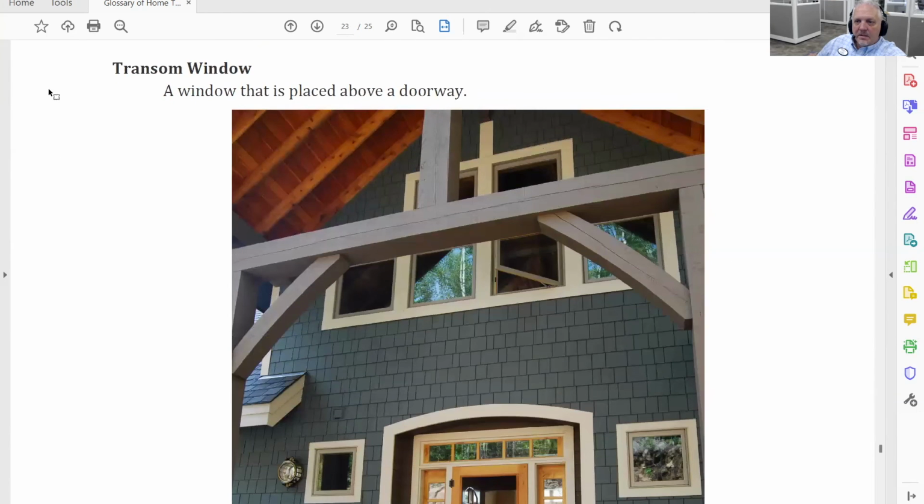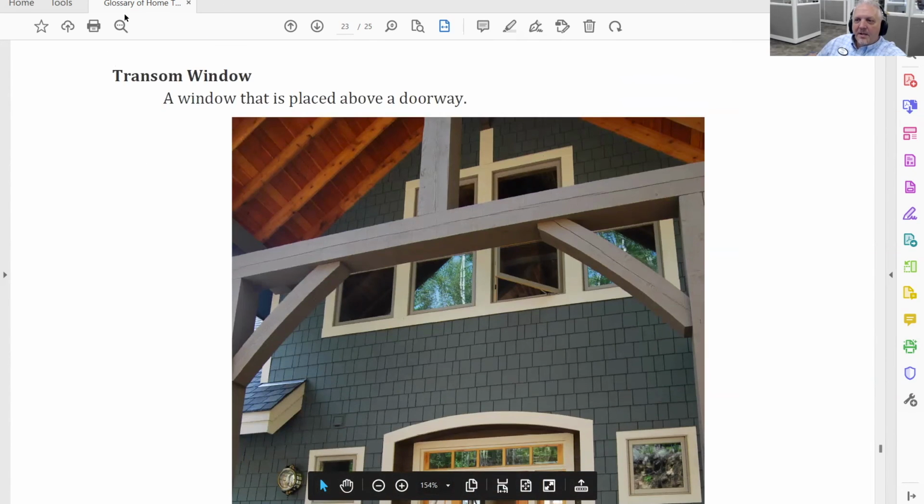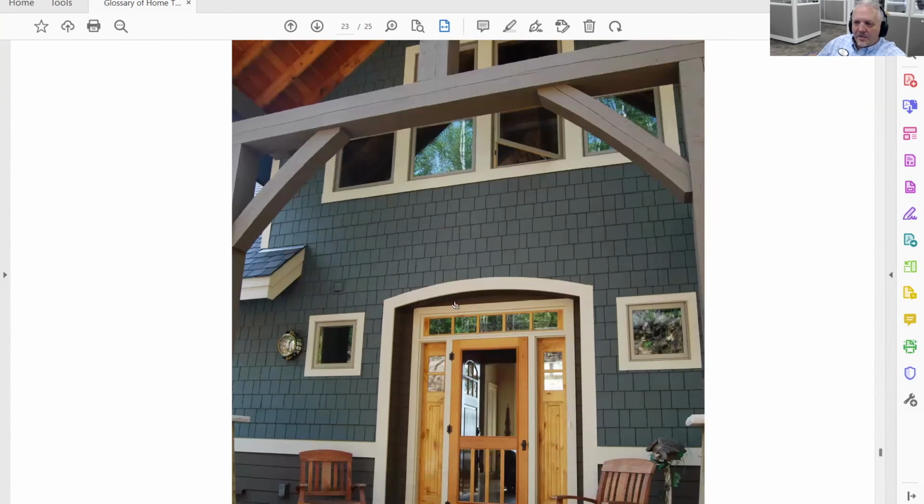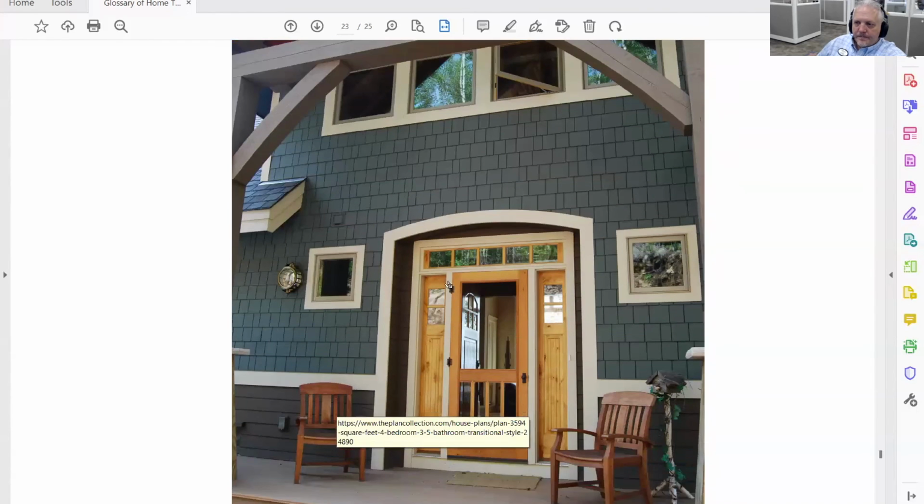I think Tracy mentioned something earlier when I asked about that Palladium window, about a transom window. This is a true transom window, and that is this part. A transom is that additional window above a doorway that allows more light to come through. So that is a transom window.